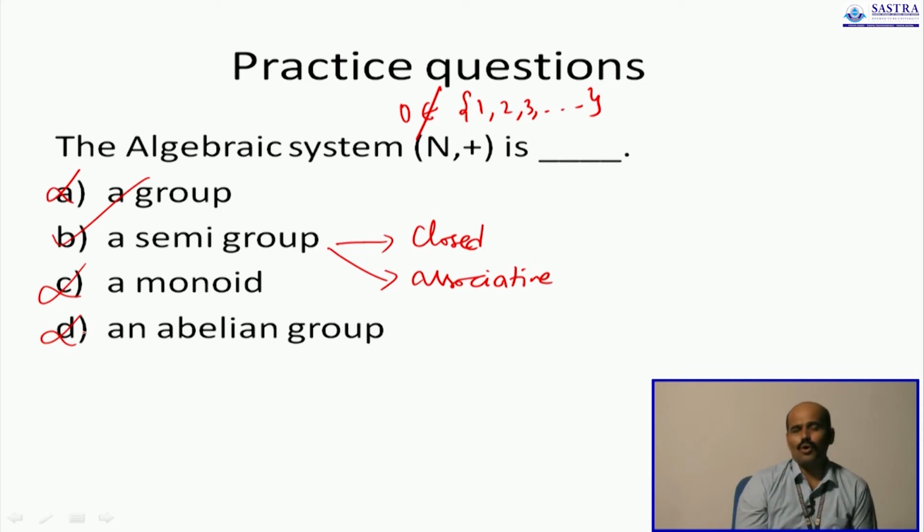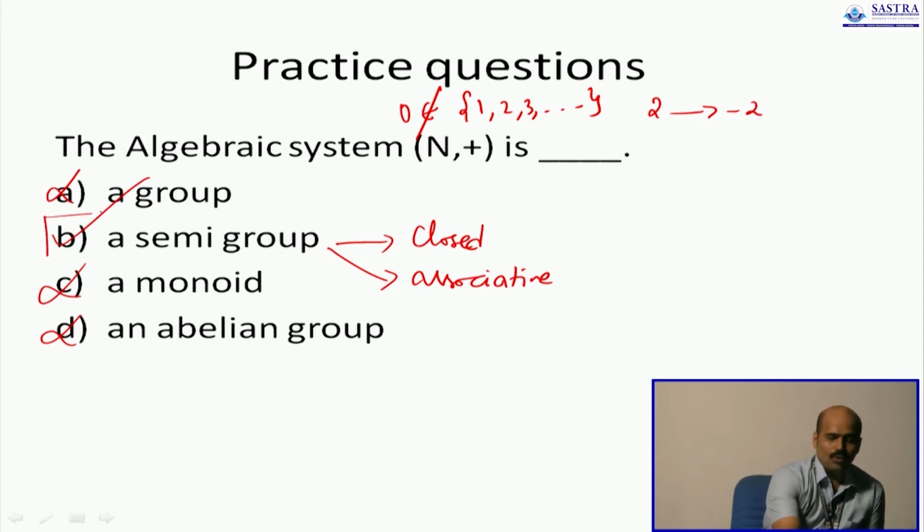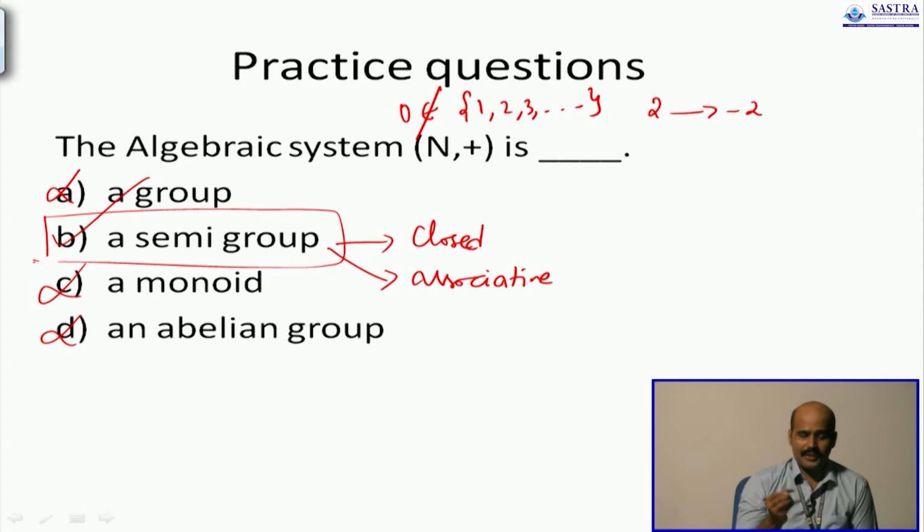Option A is also wrong because you can't find the additive inverse of any number which is included. The additive inverse of 2 is -2, which is not part of the set, and therefore it can't be a group. If it can't be a group, you cannot call it an abelian group too. So only option B makes sense, and that is right.